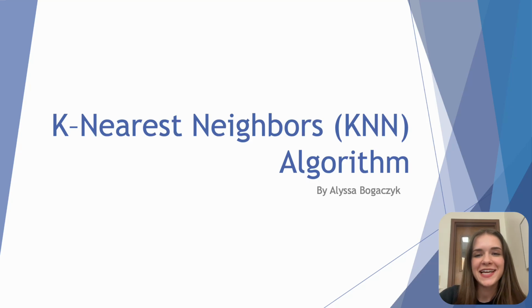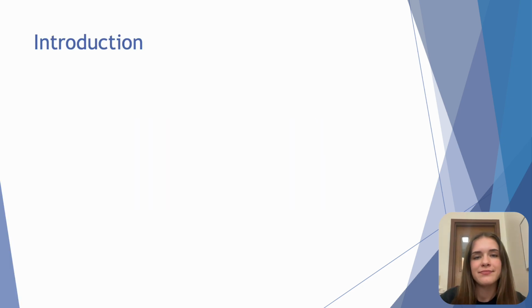Hi everyone, today I'm going to be talking about the K nearest neighbors or KNN algorithm, which is one of the most popular, simple but powerful classification and regression algorithms being used in machine learning today. Essentially, it operates on the assumption that similar data points are located near each other, and that we can use that nearness to predict a classification or a continuous value.